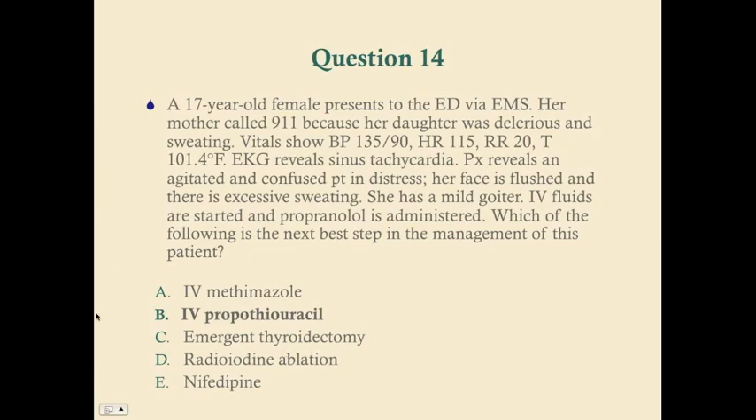Emergent thyroidectomy, there really isn't any such thing. Radioiodine ablation will eventually be good in this patient, but of course we need to treat the thyroid storm. That's the first thing we do. Actually, the first thing you do was given here. You're going to administer propranolol. That's to help with the tachycardia, because one of the leading causes of death in patients with thyroid storm is the tachycardia causing an arrhythmia. So we want to administer propranolol first, but then we'll go right into giving propylthiouracil to treat the thyroid storm.